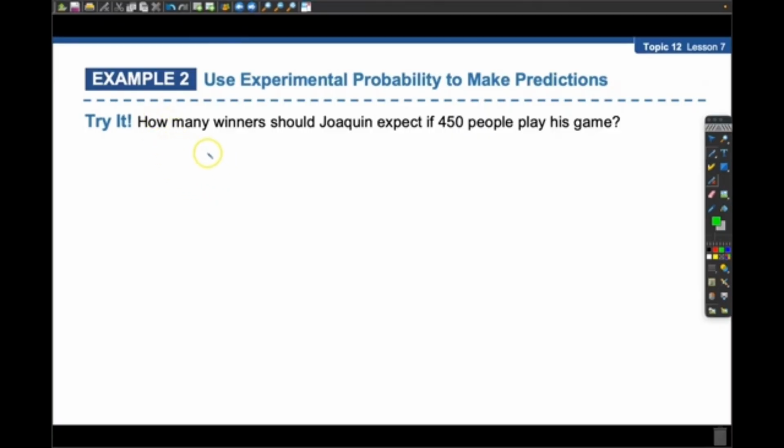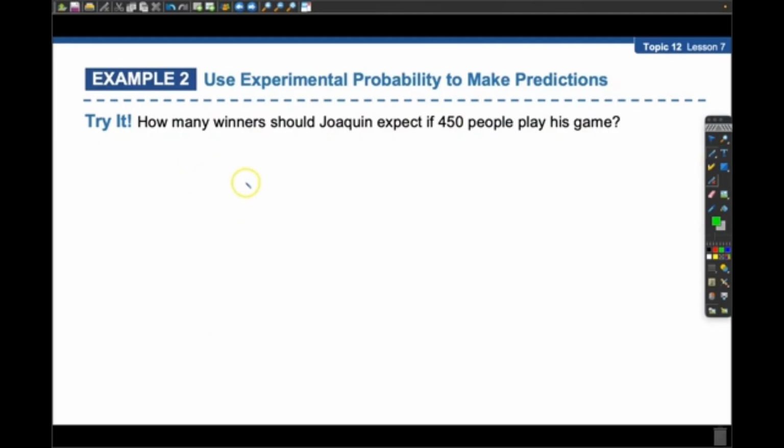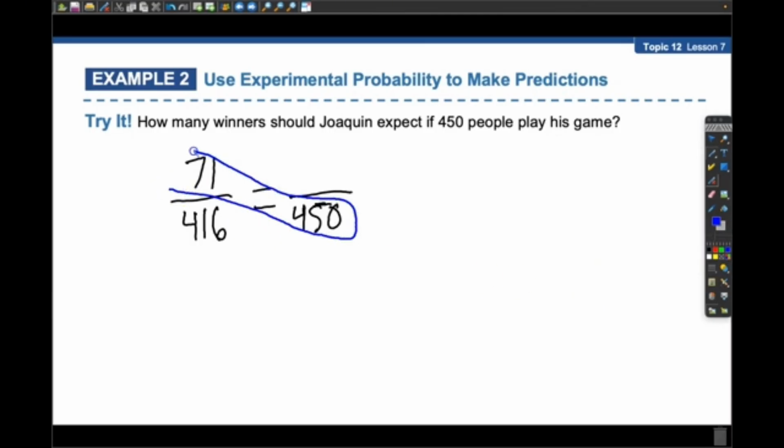Example 2, try it. How many winners should Joaquin expect if 450 people play his game? So we have 71 over 416. Let's just do bat and ball again. 71 over 416 equals something over 450. That is a 5. So, bat and ball. Let's get it.